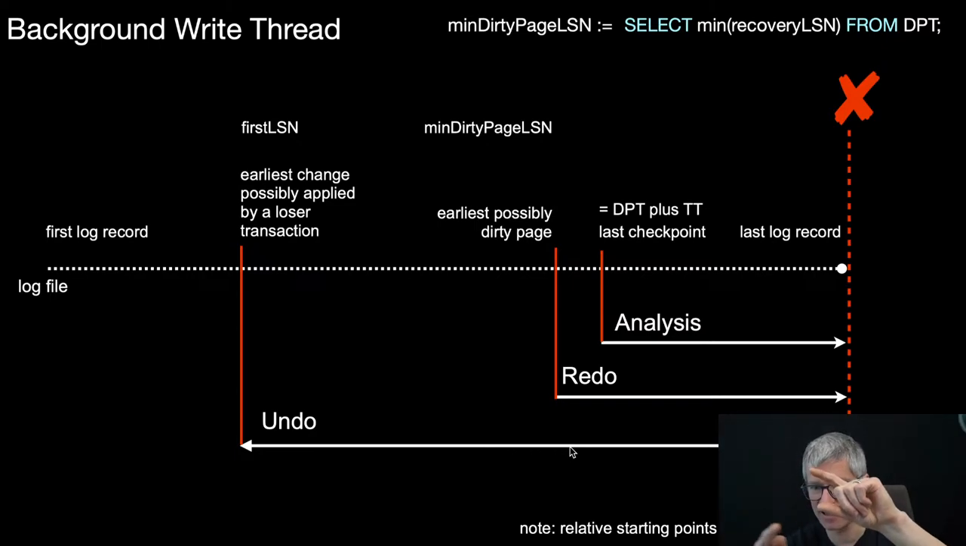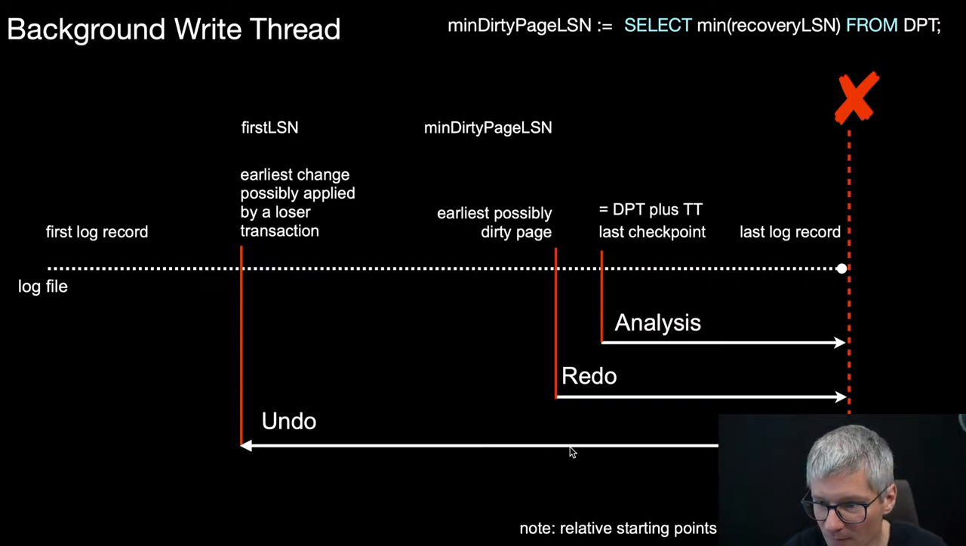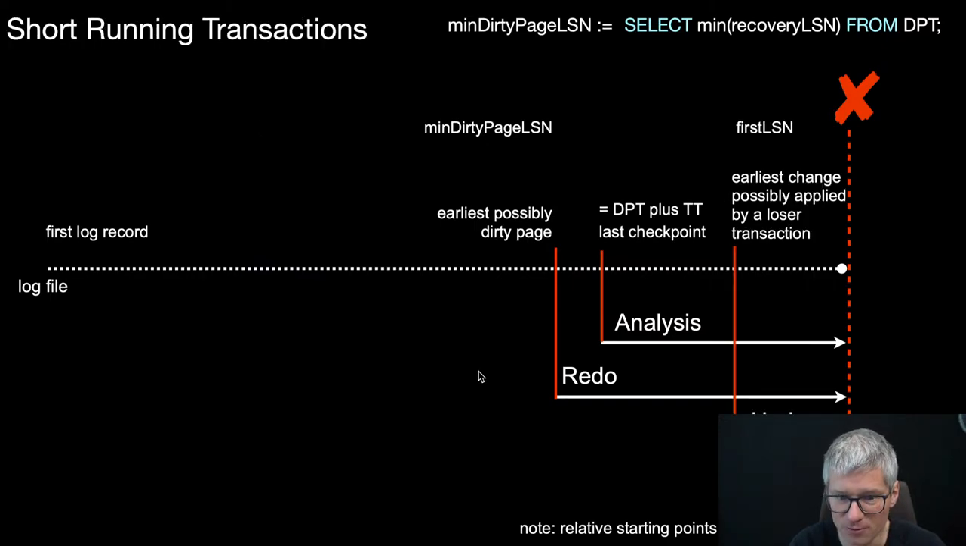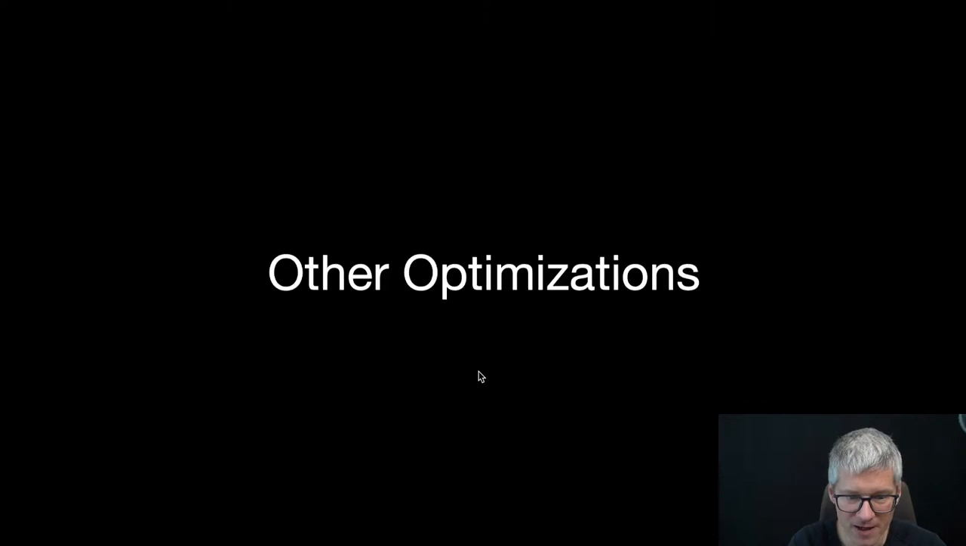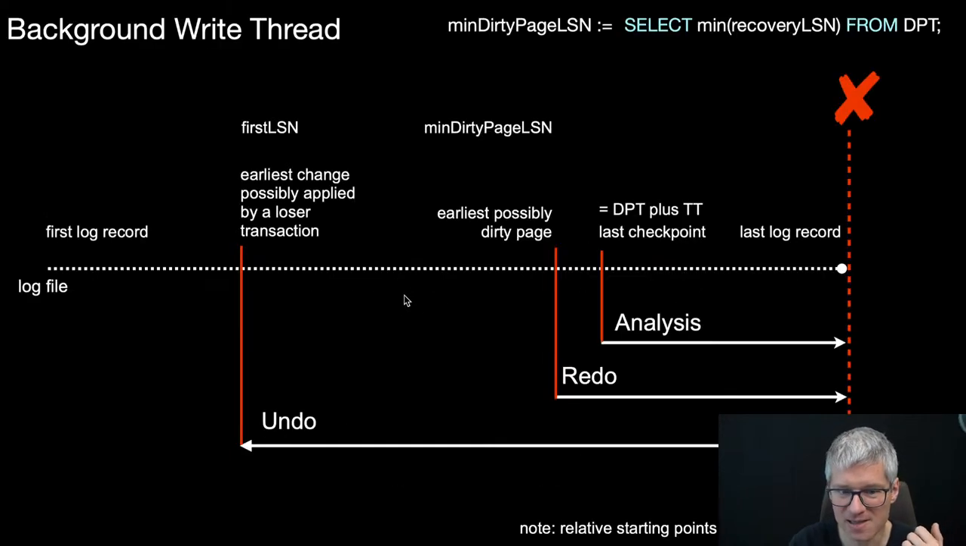But if you regularly write out those versions, even for dirty pages in the buffer that are not evicted, you write them out to disk, then you have the effect that the redo phase will start later. Here the redo phase started in the middle of the page. But now if you have a background thread, you may start later in the log file, because the difference is not so stark anymore.